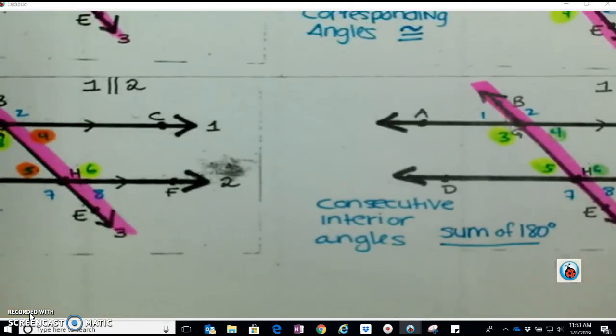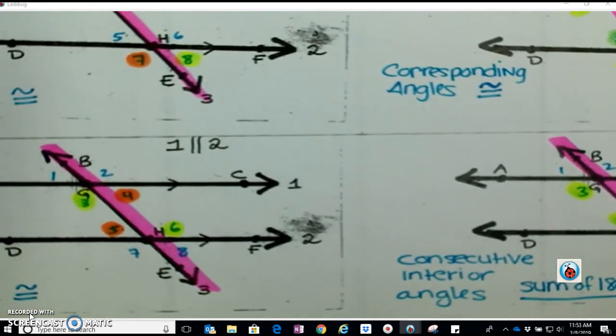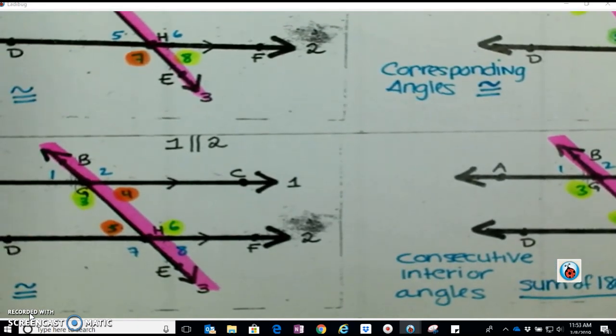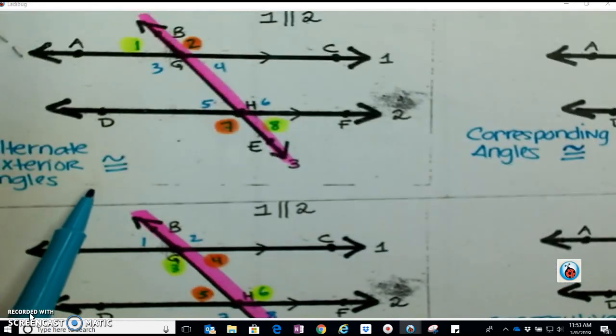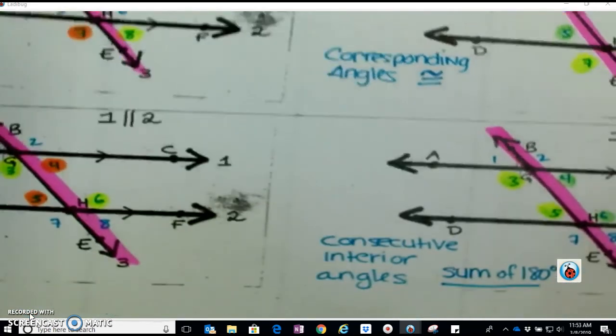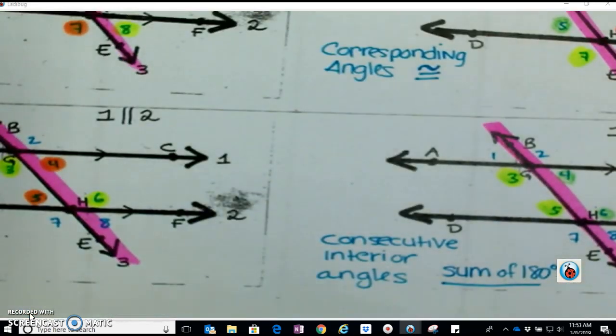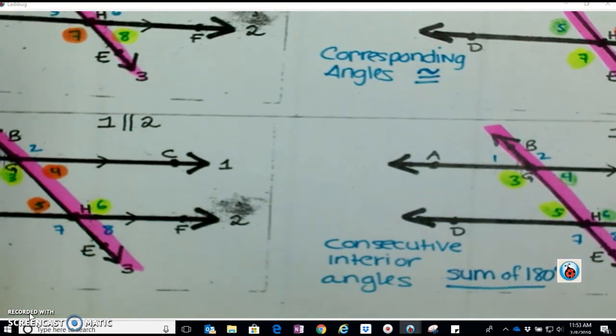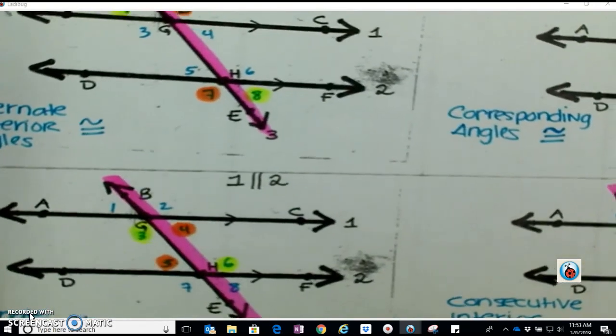Right? So those are your main relationships when it comes to angles of parallel lines. They're either going to be congruent or they're going to add up to 180. That's really kind of what it boils down to. So hopefully now that will help you as you try to find your missing angles.